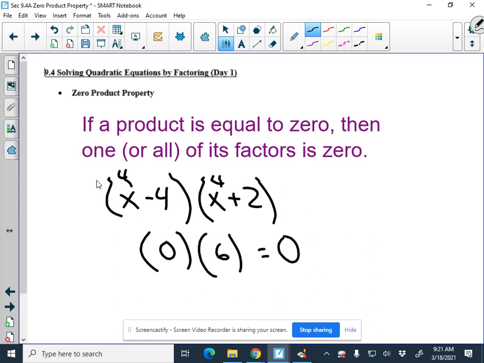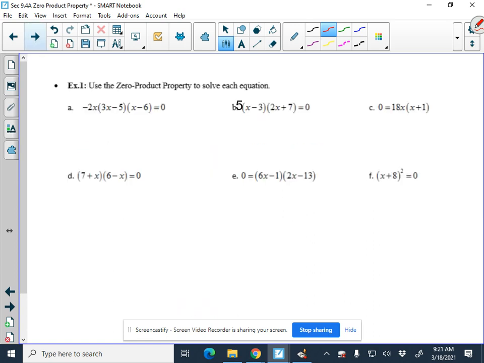What other number could I put in besides 4 that would make it 0? 2? Oh. If we put in -2, it'll make this one over here -6, because -2 minus 4 is -6. But the other one turns into 0, and -6 times 0 would still be 0. Okay, so if you already understand that, you're going to get the idea.